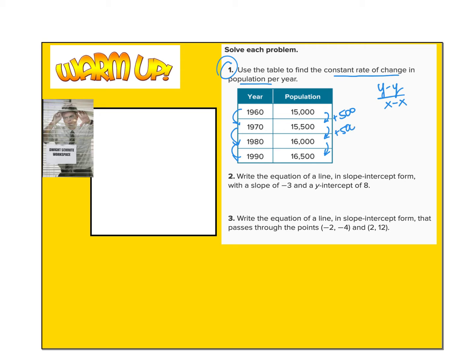It's going up 500, up 500. Okay, that was one way to do it. And over here, it's going up 10, up 10, up 10. So if I did my rise over my run, it's 500 over 10. If I do 500 divided by 10, that ends up being 50. So it looks like my constant rate of change is 50 people, or whatever it's working with, per year. 50 people per year. I just found my rate of change. There is my rate of change.